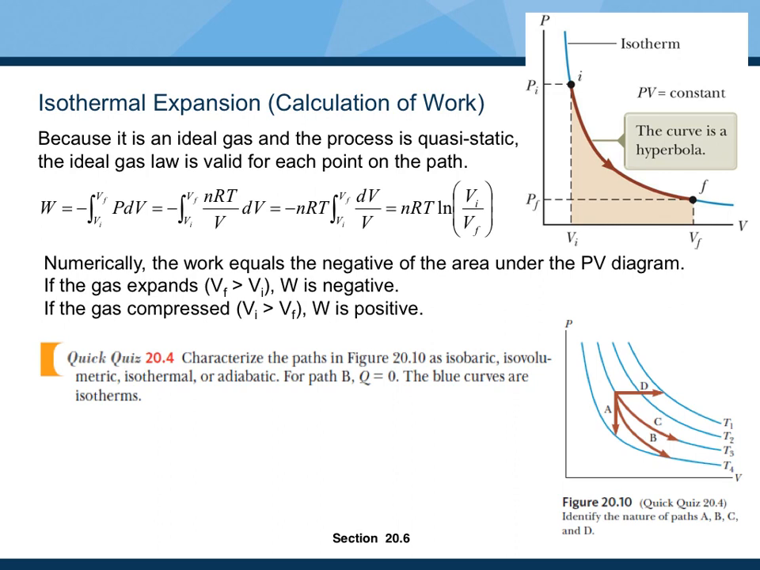To calculate the work for isothermal expansion, we use this integral. Applying the ideal gas law, PV equal to nRT, we can express P in terms of nRT over V. Because T is a constant, we can take it out of the integral. Evaluating the integral gives W equal to nRT ln(Vi over Vf). If the gas expands, that means Vf is larger than Vi, then W is negative. If the gas is compressed, that is Vi is larger than Vf, W is positive.